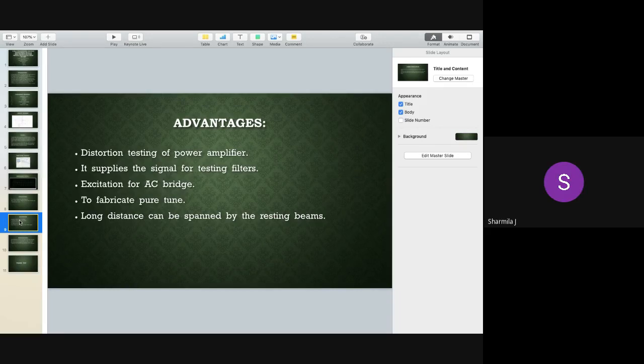Advantages: distortion technique of power amplifiers. The perfect sine wave output is possible. It is useful in the audio frequency range of 20 Hz to 100 kHz. To fabricate pure tone, long distance can be spanned.